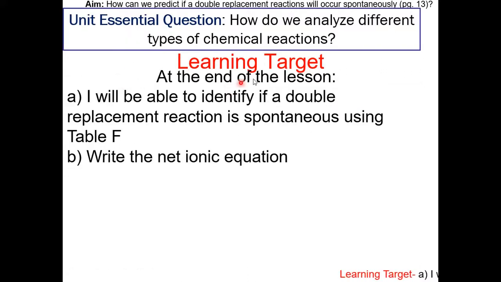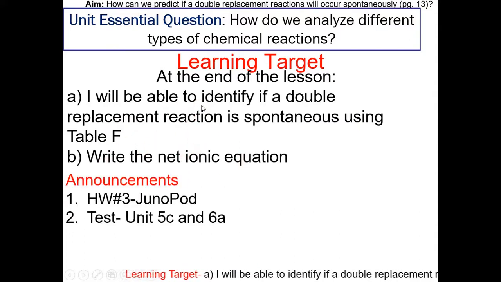Learning target. At the end of the lesson, I'll be able to identify if a double replacement reaction is spontaneous using table F. Write the net ionic equation. So there's two parts to this lesson. Homework will be number 3, which is a Junipod based off this lesson. The next exam will be on Unit 5C and Unit 6A.